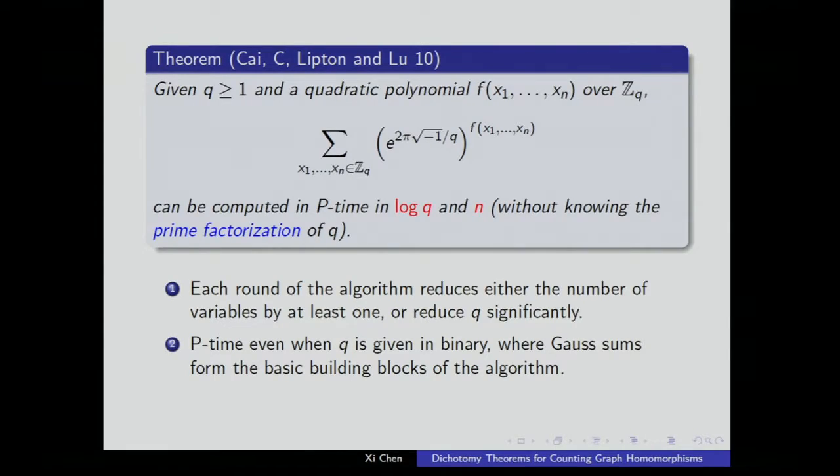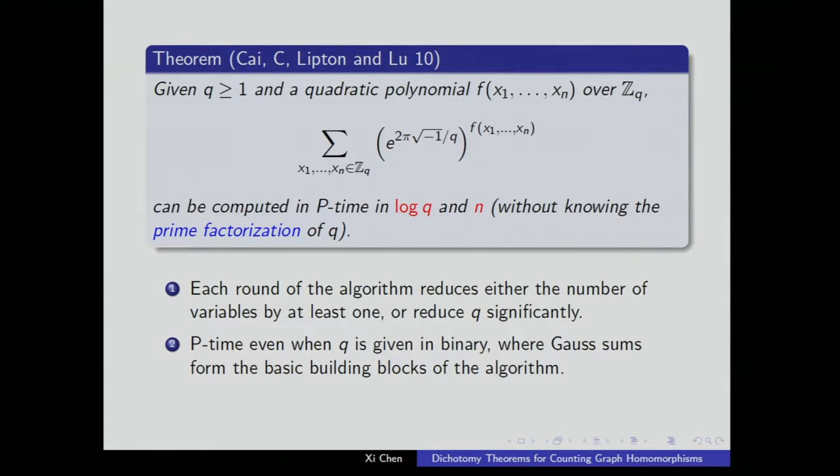Now for the general theorem, I want to point out that at a high level it's similar. Each round we just find a way to reduce the sum to a smaller sum. But now there are two cases. Either we can similarly reduce the number of variables by at least 1, or we sometimes need to reduce the size of Q.